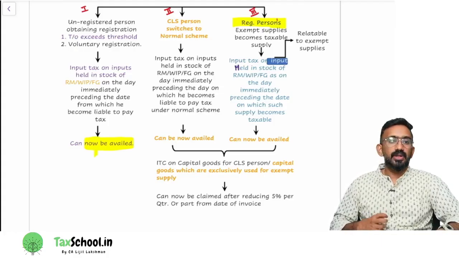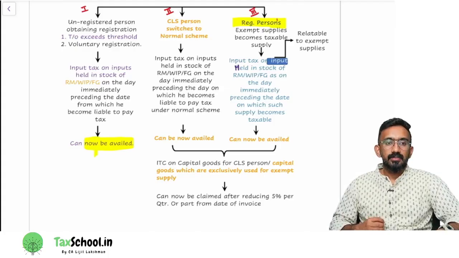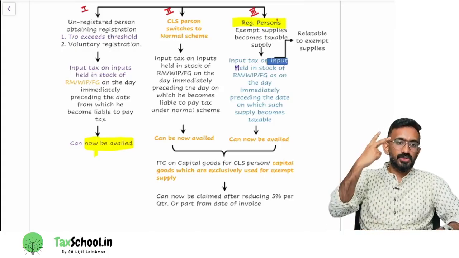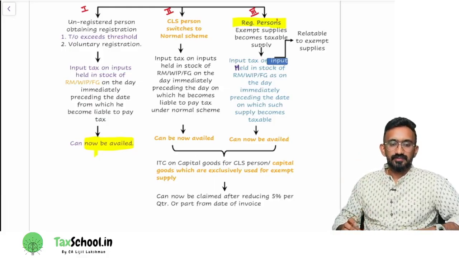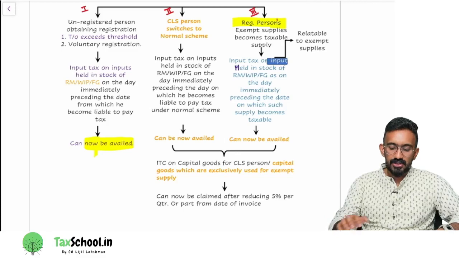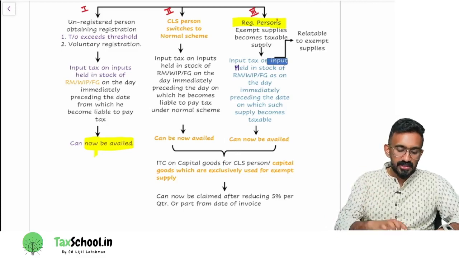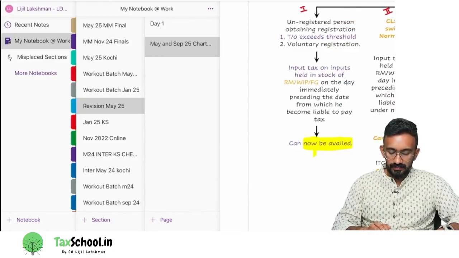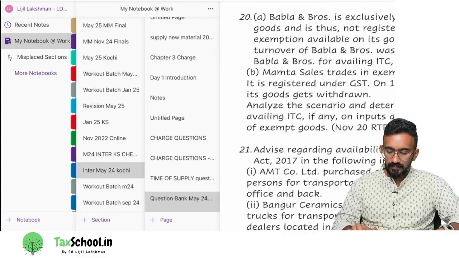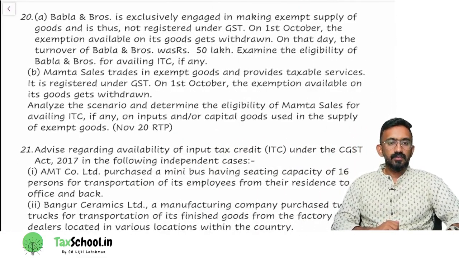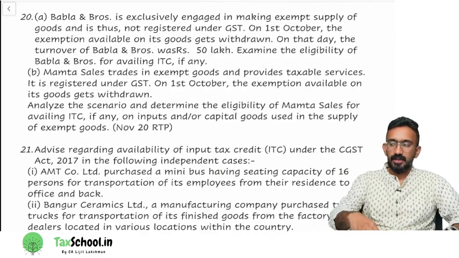Are they talking about, will they come under case number 1, 2, 3? Which one they come under? One is unregistered to registered, two was CLS to normal scheme, third is registered persons exempt supply becoming taxable supply. Which scenario they come under? I want answers on the chat box, everyone. Question again for you. Which category they come under?